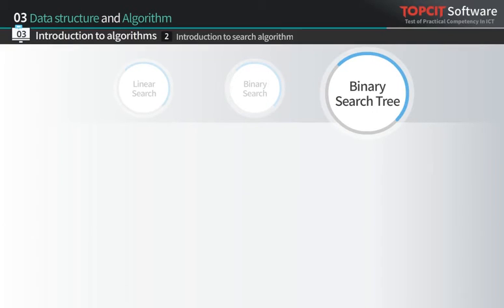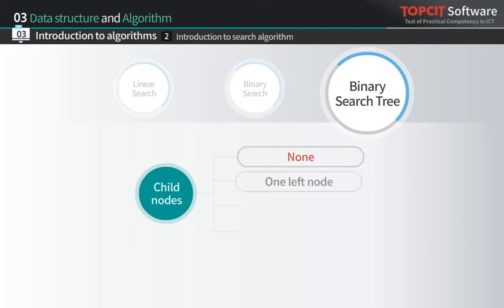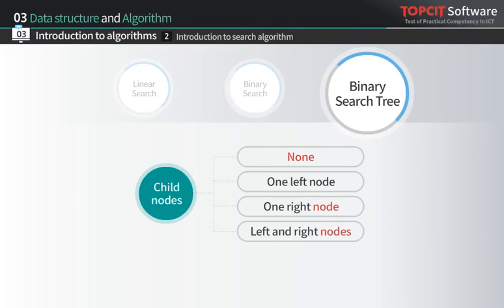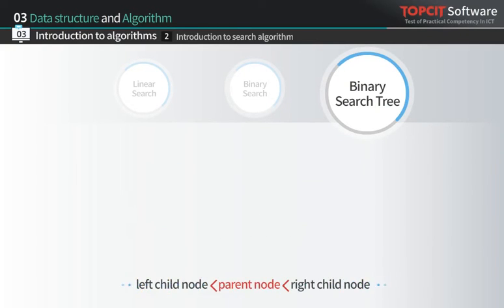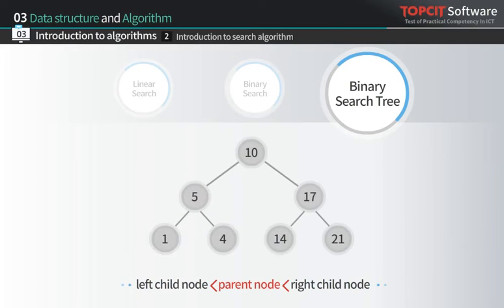Next, the binary tree applied with a binary search has 4 properties. A node may not have child nodes at all, there may be only one left or one right child node, or it may have both left and right child nodes. Therefore, a binary search tree has a maximum of 2 child nodes. Let's look at the rules of the binary search tree in the picture this time. The key is that the left child node is smaller than the parent node, and the right child node is greater than the parent node.